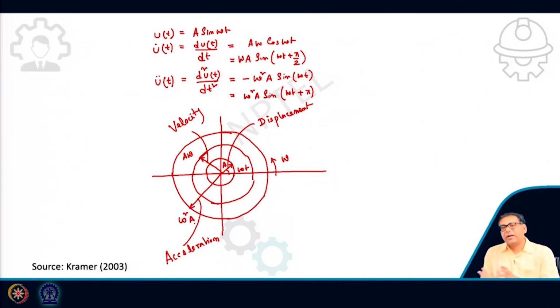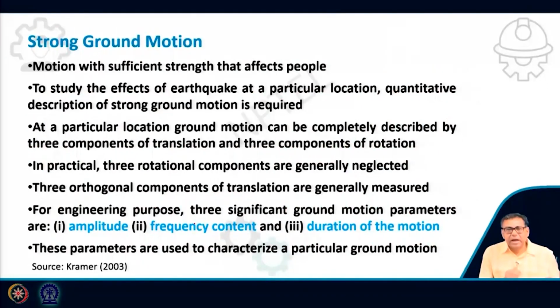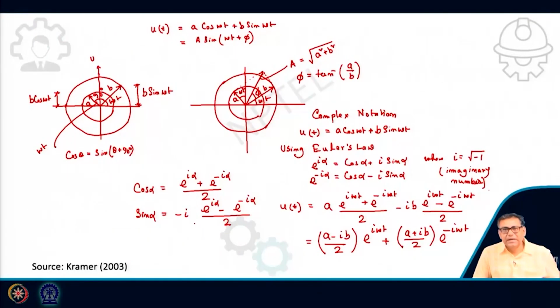So, next class I will discuss how, because I have discussed the three major parameters. What are those three major parameters? That is amplitude, frequency content and duration. So, next class I will discuss how we will measure those parameters. Okay? Thank you.